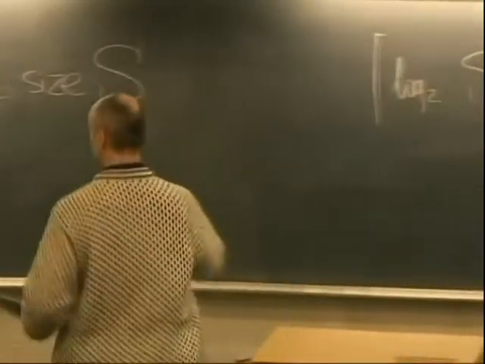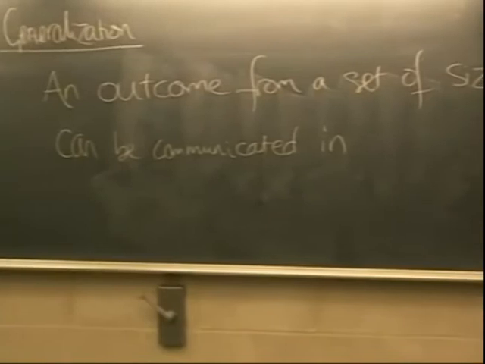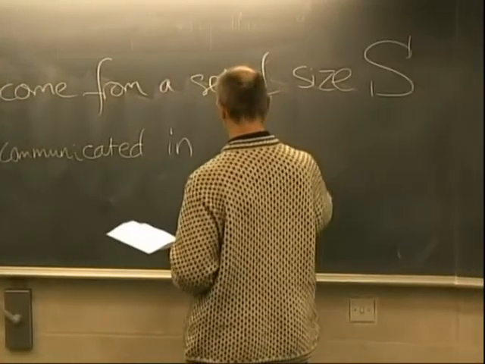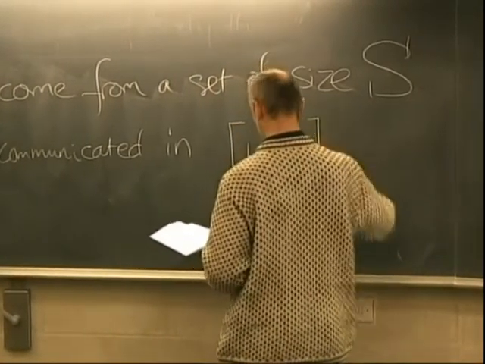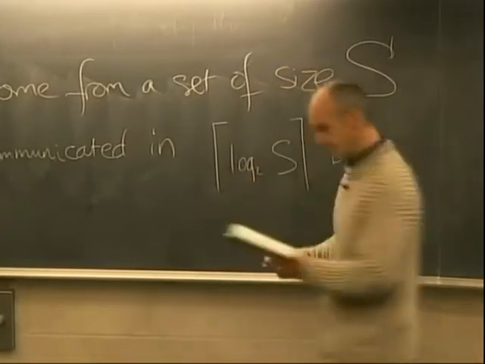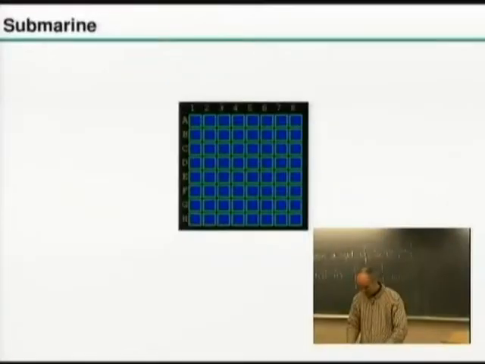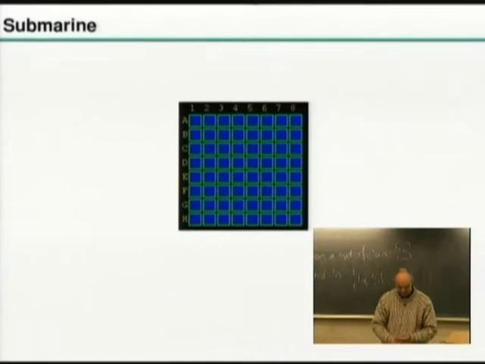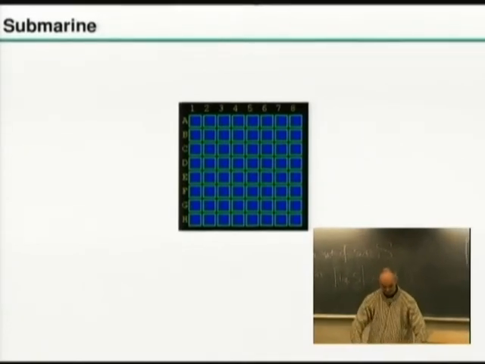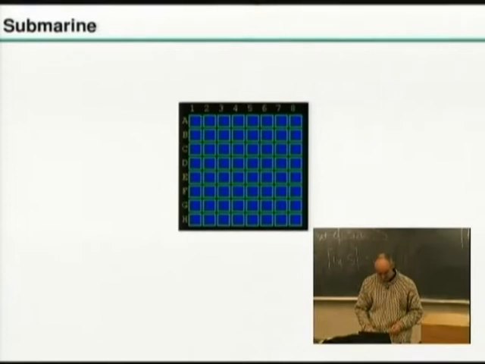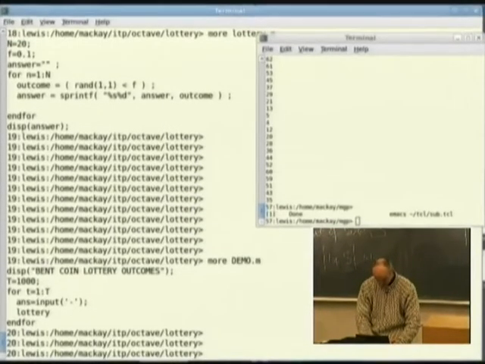Okay. So an outcome from a set of size S, if you give them all names of the same binary length, this outcome can be communicated in log base 2 S bits. Brill. Okay, time for another game. This is a game based on battleships, but a slightly more boring game, I have to admit. It's called Submarine. In Submarine, one submarine is hidden somewhere in the ocean, and then you have to start firing at it, just like in battleships, to try and find the one submarine. Okay? So let's run Submarine.